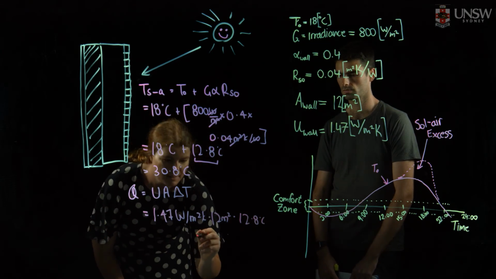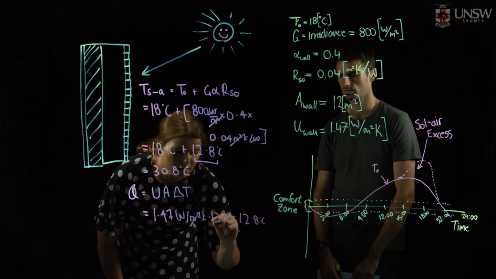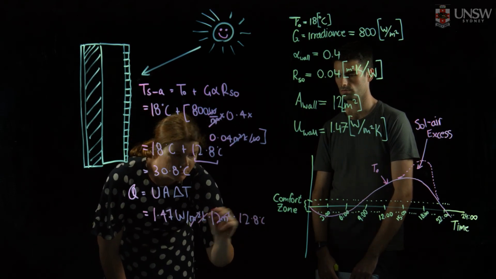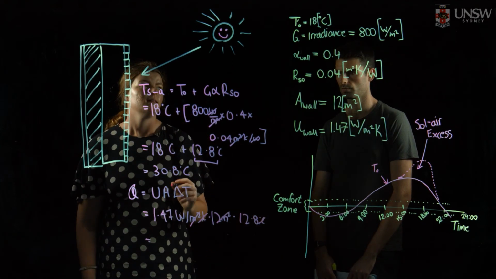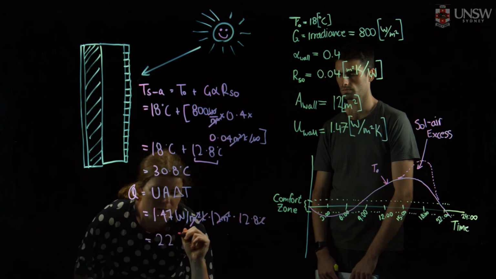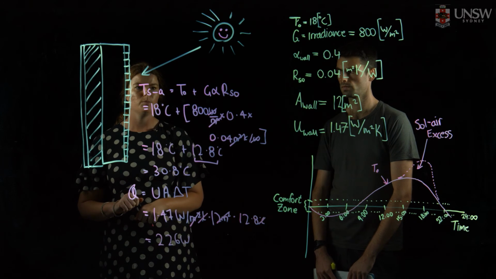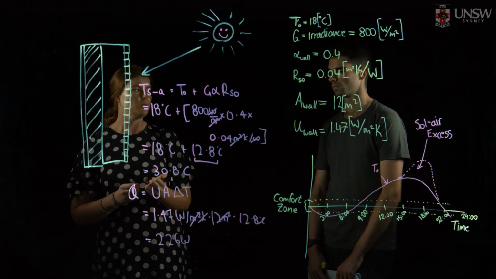We have some cancelling of units going on. So the meters squared and the meters squared and the Kelvin and the degree C go. And we end up with a value that is 226 watts. So the additional heat transfer to the wall because of the excess solar air temperature is 226 watts. Excellent.